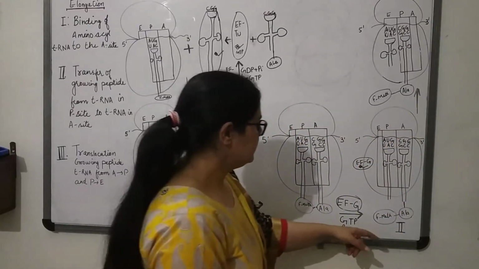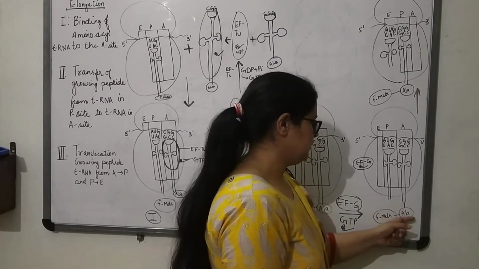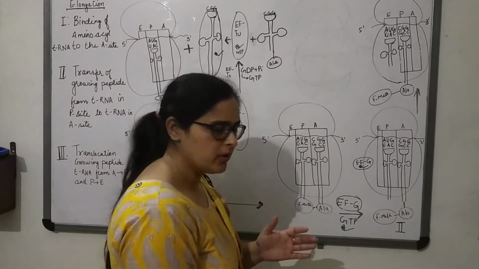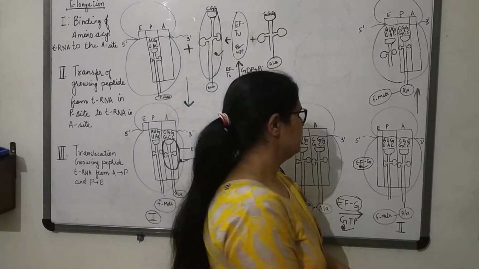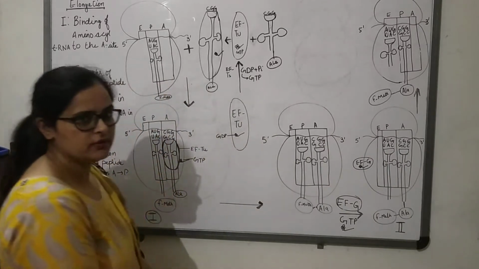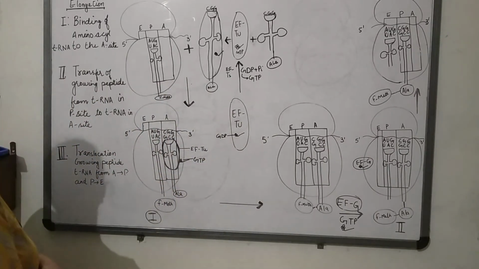Clear? And in between all the amino acids there should be a bond, which is known as the peptide bond. So this is step 2. In the further step 3 process, what is the third step in elongation?